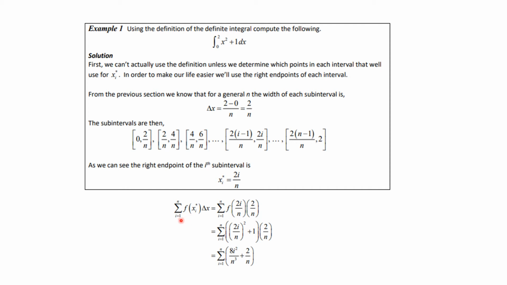So this is the sum we're going to take the limit on. So this is the summation of the function values at these points that we're picking, and we're picking the right endpoint, since it doesn't matter what endpoint we pick, times delta x.